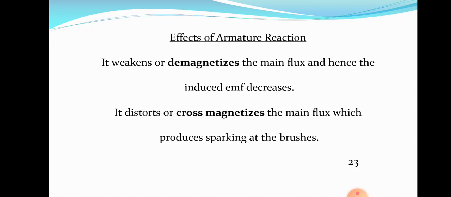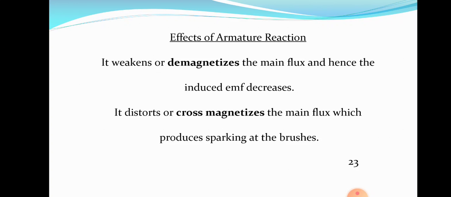And it distorts the main flux also, known as cross magnetizing effect. It distorts or cross magnetizes the main flux, which produces sparking at the brushes. If the sparking is more, definitely our machine will burn. So from this explanation you have to understand one important thing. Effect of armature reaction is very important as far as the life of a DC generator.